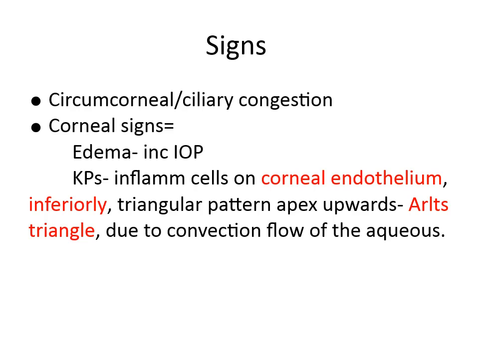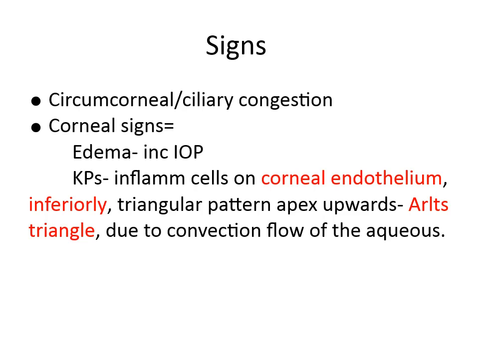So first, you will notice a circumcorneal or ciliary congestion. Then what are the corneal signs? One, there will be corneal edema. This can be because of the action of the toxins or the raised IOP. Second is keratic precipitates. Now this is very important.